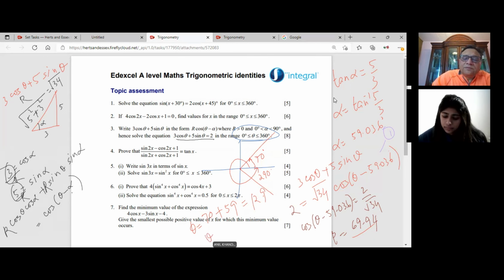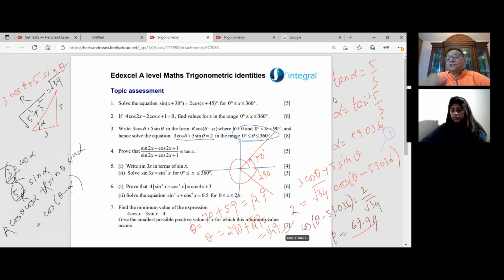The next one is basically 290. If I add 59 to 290, what do you get? We don't need to use 59.036, we just need to do 59, since we rounded the other value. You got 349.095. So 349 is also within the domain, because the domain is 0 to 360 degrees. So we got both the angles, correct?